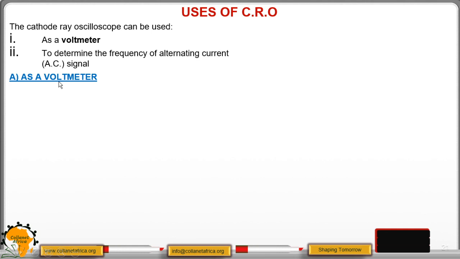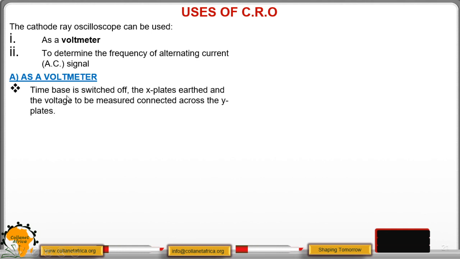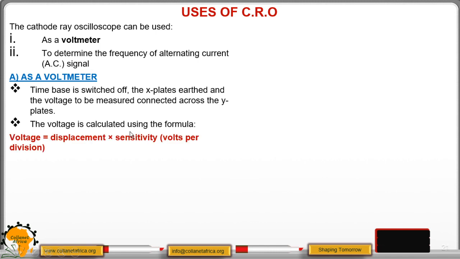How do we use it as a voltmeter? Now, for this to happen, the time base is switched off and the X plates earthed. So it implies that there will be no horizontal deflection. And now, the voltage to be measured is connected across the Y plates. Now, the voltage is calculated using the following formula: voltage is equal to displacement times sensitivity. And sensitivity is given by volts per division. So when you use that formula, you can get the voltage that you want.